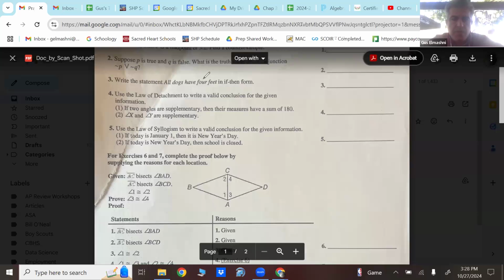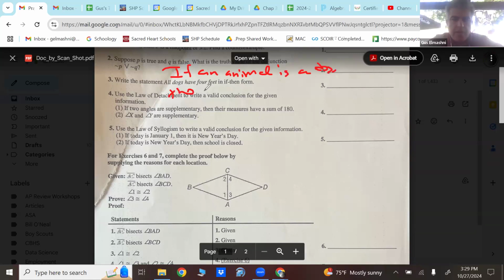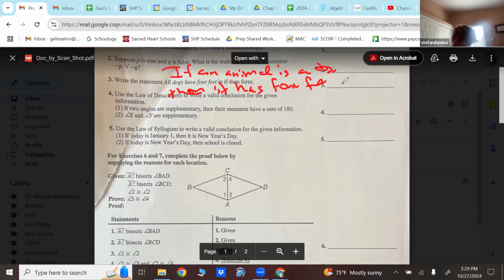Right, so all dogs have 4 feet in if-then form. If an animal is a dog, then it has 4 feet. I mean, of course, there's a possibility that it could be missing a leg. I've seen some dogs like that, which is kind of sad, but yeah, that's what happens there.